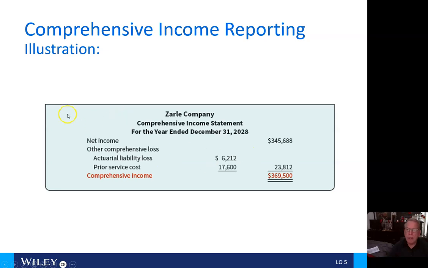So, if we take a look at an illustration, here's our net income, here's our other comprehensive loss, we have the actuarial liability loss of $6,212, and the prior service cost of $17,600, giving us a total of $23,812, which we added to the net income to arrive at comprehensive income of $369,500.